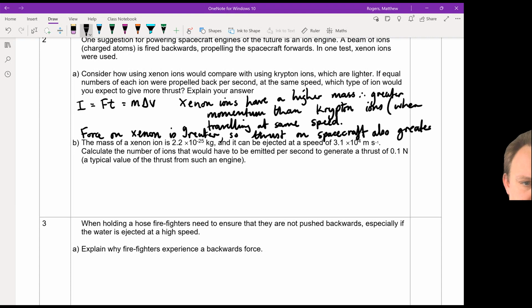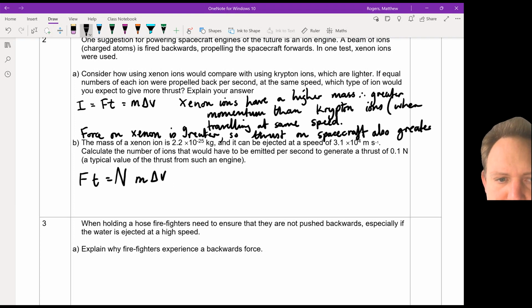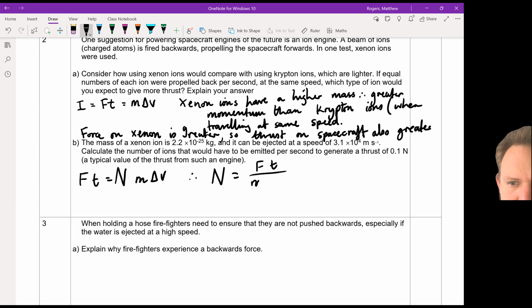So again, we're going to do the force times the time is equal to the mass times the change in velocity, except now we know that it's not just one thing changing velocity. We want to find the number of atoms changing velocity. So I'm going to add in this second half of the equation a capital N, which represents the number of atoms that are changing velocity. So I want to find N, so I'm going to rearrange this to N is equal to the force times the time divided by the mass times the change in velocity.